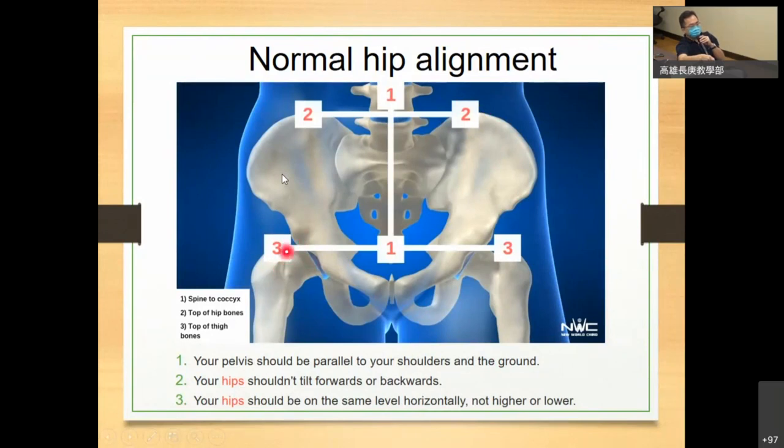The third is the tip of the greater trochanter. We put a point on the right-hand side, and on your left hip, we put a point on the left tip of the greater trochanter. We drop a line between the two points. This line is also normally parallel to the second line, and maybe parallel to the ground. Okay, so if this side is up or down, it means that the two legs may be one shorter and one longer.